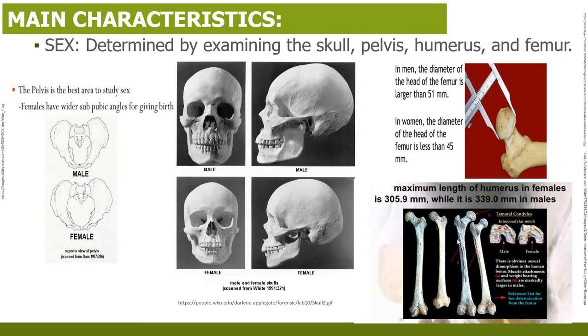And then for the humerus, females have a length of only 305.9 millimeters, while in males it's 339 millimeters. So there's a big difference there. We could go into the condyles and how their shape differs, but the big ones they want you to know well are the pelvis, skull, femur, and humerus. And with a skull, it comes with the bun and the brow.